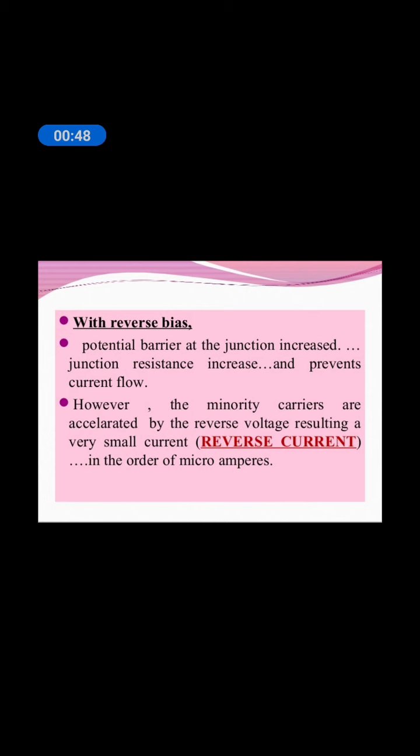In the reverse bias, the potential barrier at the junction is increased, junction resistance increases and prevents current flow. In the reverse bias, we know that p-type semiconductor is connected with the negative terminal of the battery and n-type semiconductor is connected with the positive terminal of the battery.